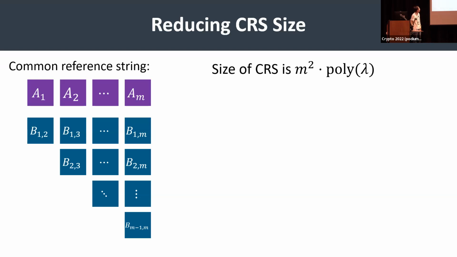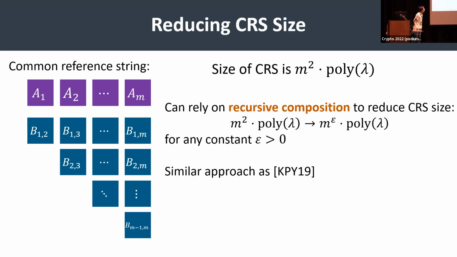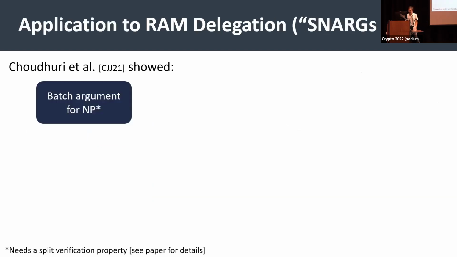It turns out that we can improve upon this using a standard recursive composition strategy, very similar to the one previously used by Kalai, Paneth, and Yang. We can actually reduce the size of the CRS from quadratic in the number of instances to m to the epsilon for any constant epsilon. So you can choose epsilon however small you want. Of course, we're going to blow up by a large polynomial in the security parameter, but the dependence on the number of instances can be an arbitrarily small polynomial.